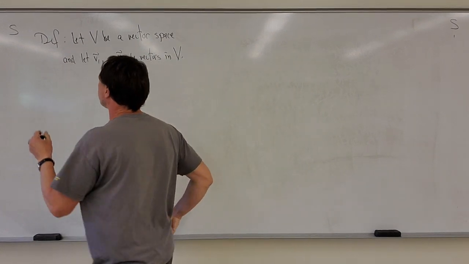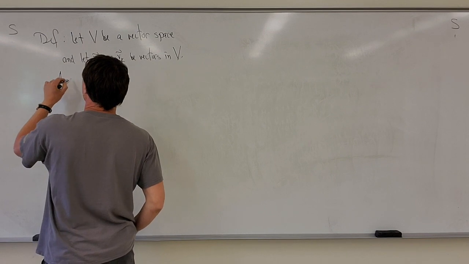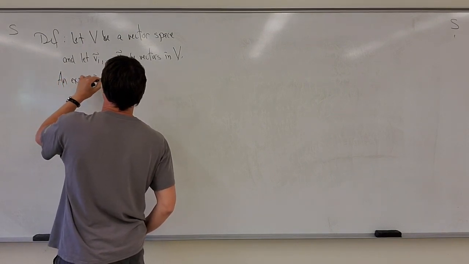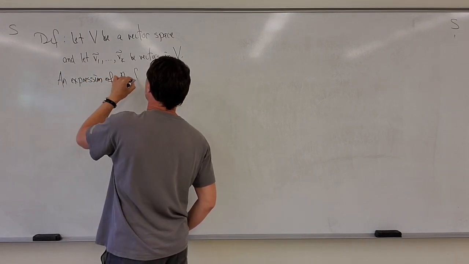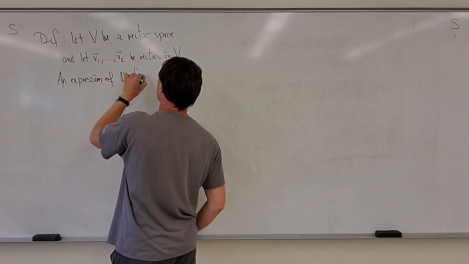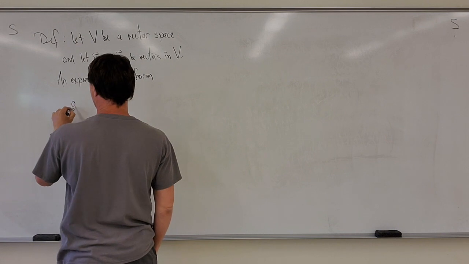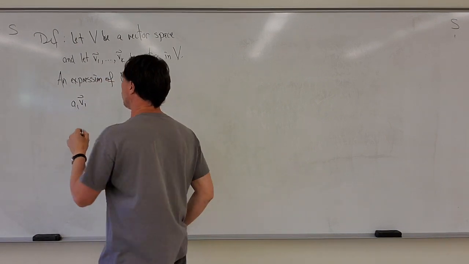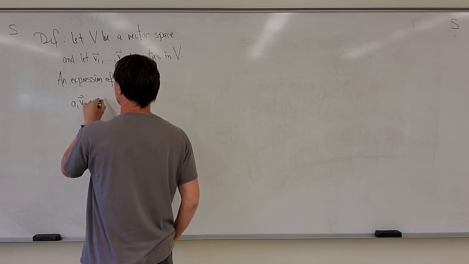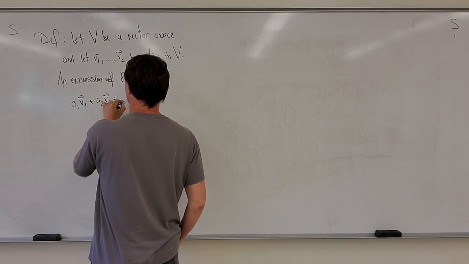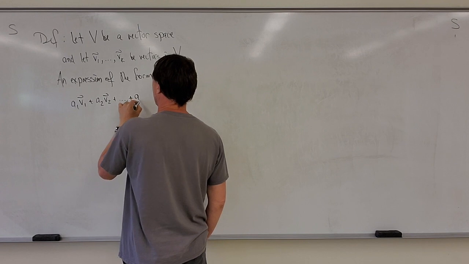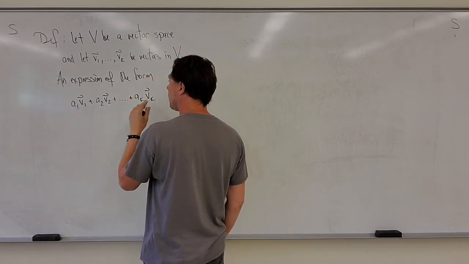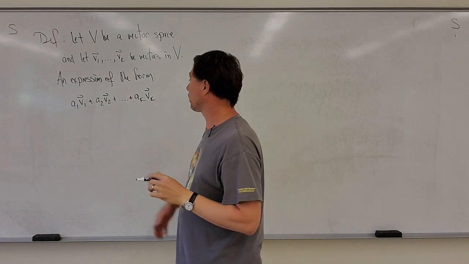An expression of the form A1 times V1, so constant or scalar times V1, plus scalar times V2 plus dot dot dot, plus scalar A sub k times V sub k. This has a special name. It's called a linear combination.